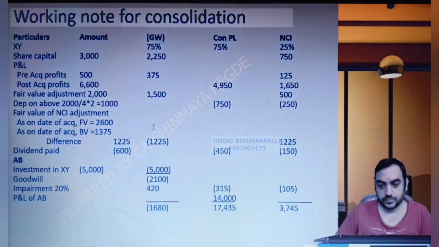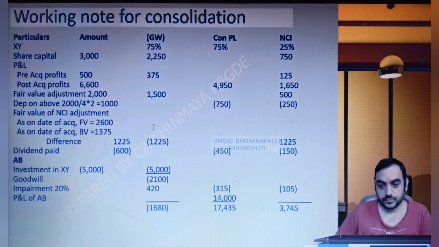The group policy is to measure non-controlling interest at fair value on the acquisition date. The fair value of non-controlling interest in XY acquisition was 2600. An impairment review was performed on the 31st of March 2017, indicating that goodwill of acquisition had been impaired by 20% of its value. XY Limited paid dividend on 1/7/2016 at 20% of the profits out of the profits for the year 15-16. Both the companies have proposed dividend at 15% for the year 16-17.